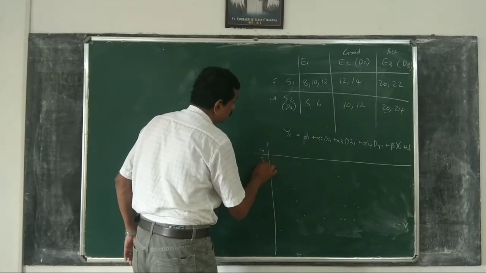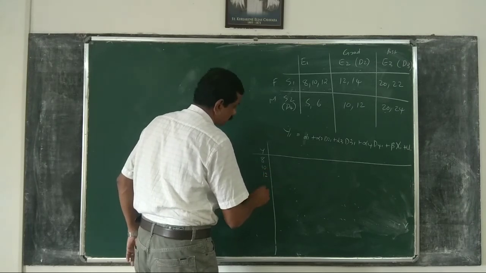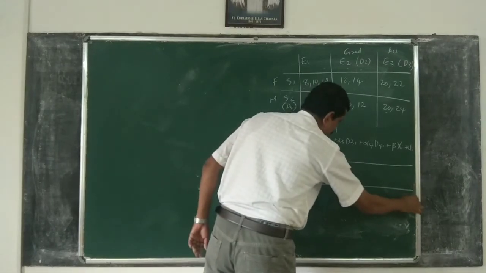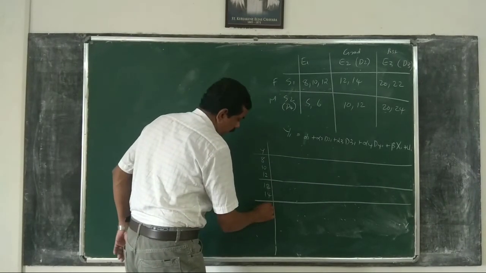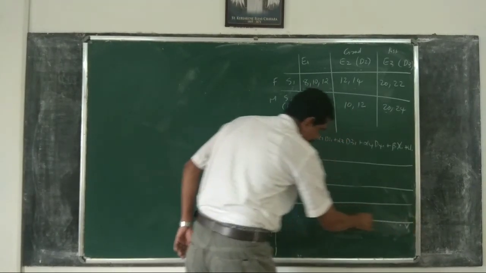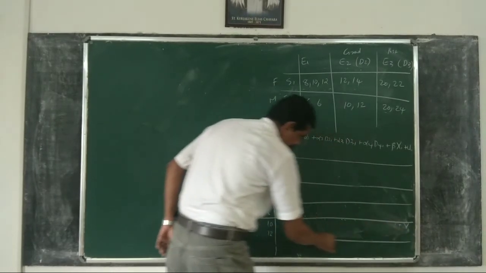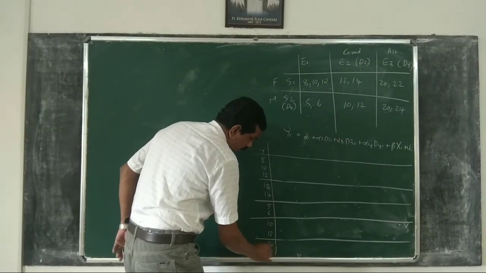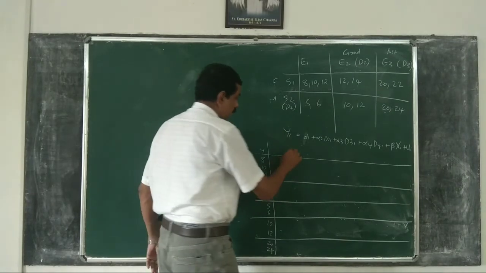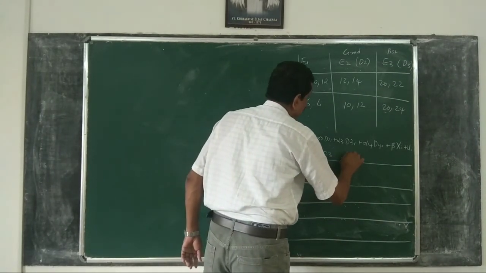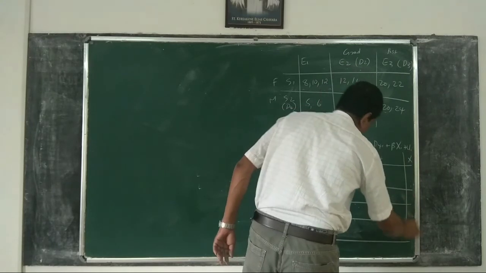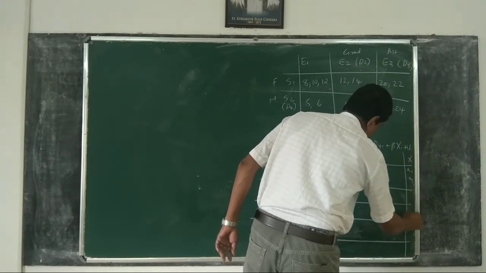Y is 8, 10, 12, 14, 12, 14, 5, 6, 10, 12, 20, 25. Now, remember this. We have D2, D3, D4. Then X is also there. X is X1, X2, etc., Xn.